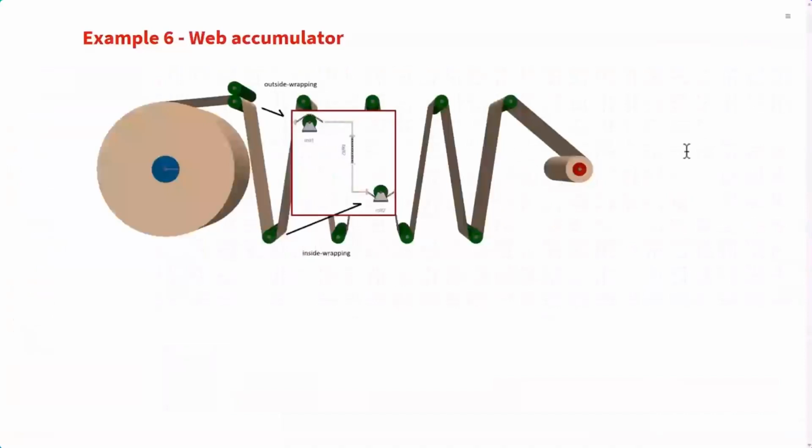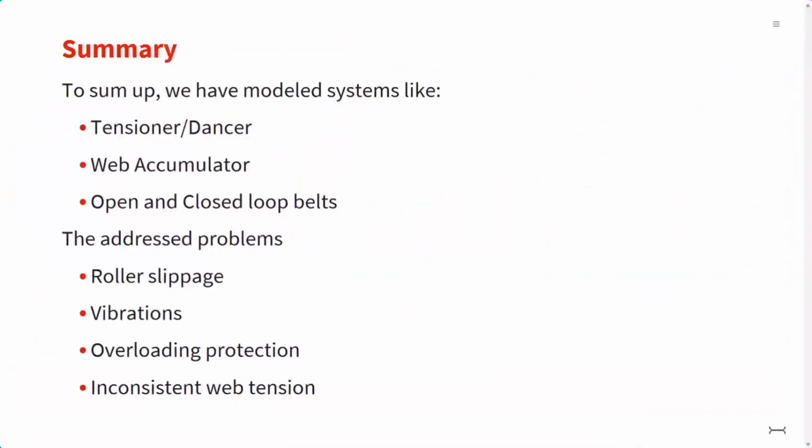We have covered a lot of ground today by modeling some of the most common models used in roll-to-roll systems, like tensioners, web accumulators, open and closed loop belts, from basic setups to advanced configurations. Throughout these examples, we have seen how the Wolfram Belt Dynamics library provides solutions to common problems in roll-to-roll systems.